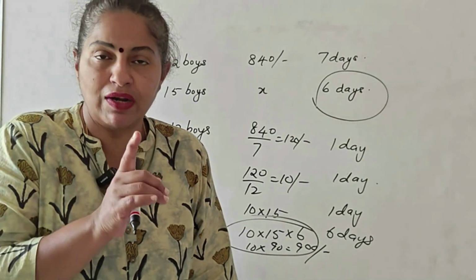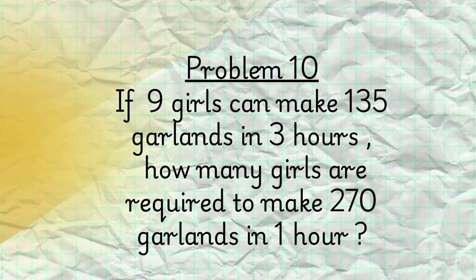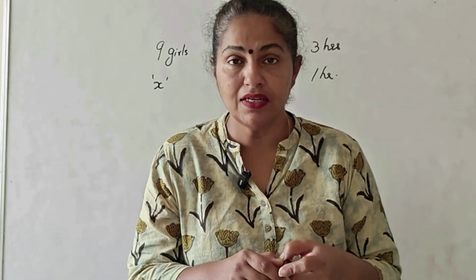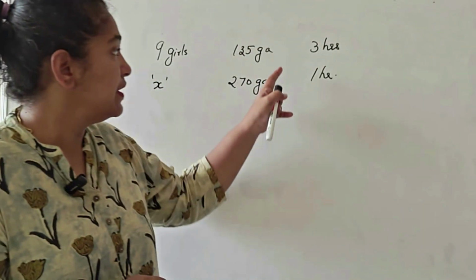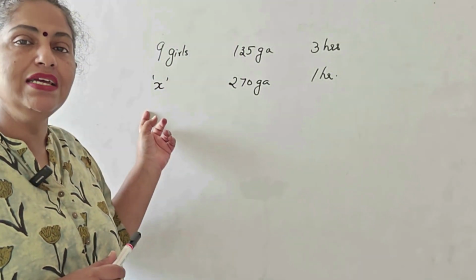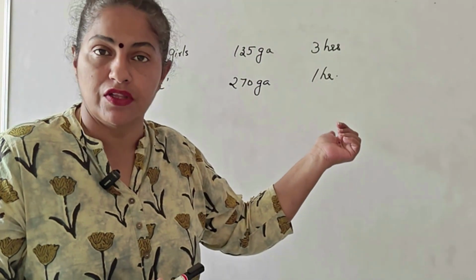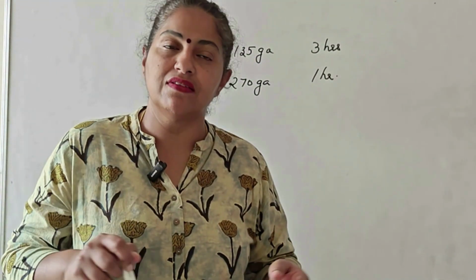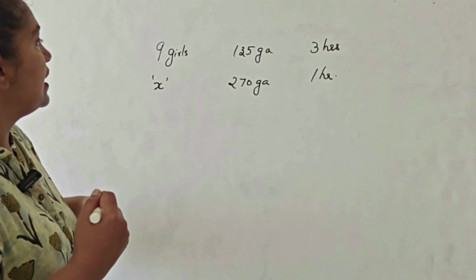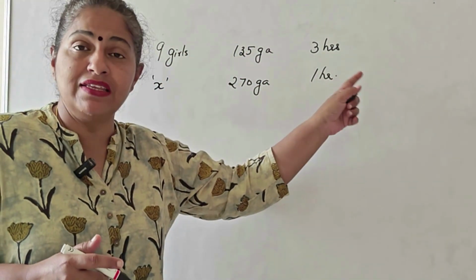Now let us do one more sum which is similar to this. 9 girls take 3 hours to make 135 garlands. How many girls are needed to make 270 garlands in 1 hour? Okay. So now let us proceed with this sum as we did in the previous sum. 9 girls can make 135 garlands in 3 hours.